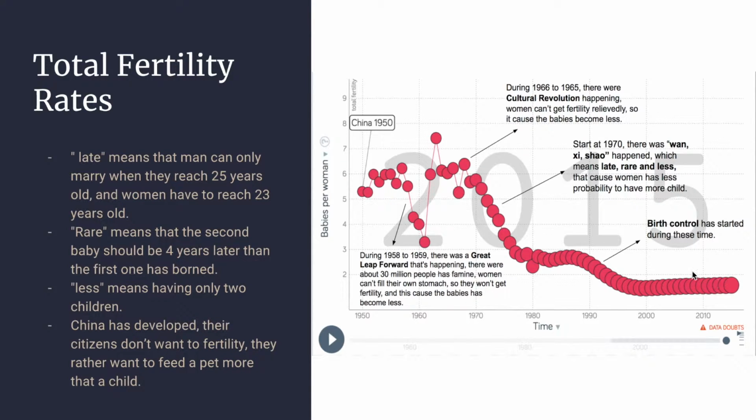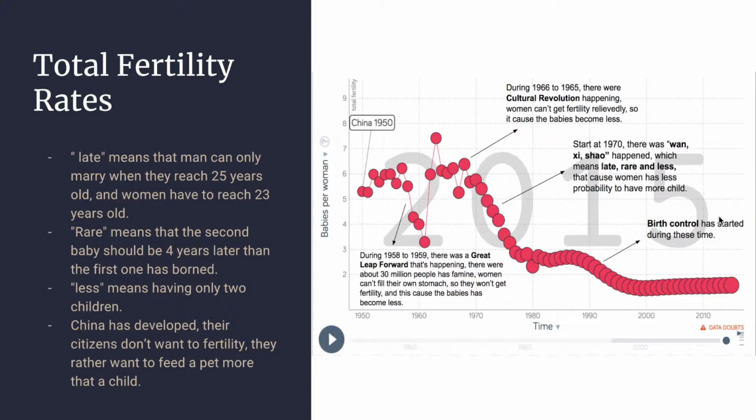Total fertility rate. The trend of fertility rate was undulating from the 1950s to the 1980s. There are a lot of important things that happened that affected the fertility, such as the Great Leap Forward. Yeah, it says here. That's what I analyzed in the picture.